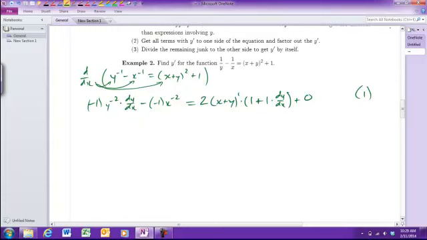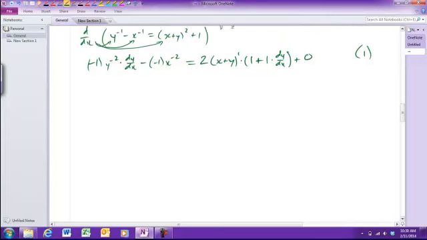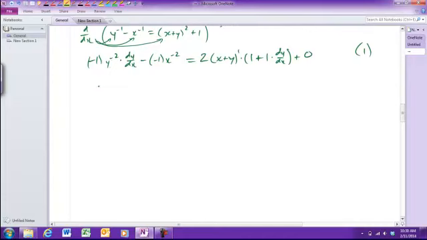We want to get all terms with y prime to one side of the equation and factor out the y prime. The problem right now is that this dy dx is inside parentheses, which are getting multiplied by something else with parentheses. So I need to first expand everything over here by foiling this out, and then I'll be able to get the dy dx's on the same side. So let's simplify this a little bit. This is negative y to the negative 2 dy over dx plus x to the negative 2. And that equals 2x plus 2y, I'll multiply that 2 in there, times 1 plus dy over dx.